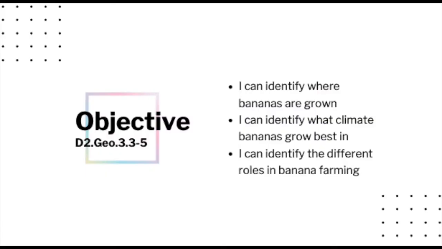So, let's begin with our objective. Remember, your objective tells you what you should be able to do by the end of the video. By the end of this video, you should be able to identify where exactly bananas are grown. You should also be able to tell me what kind of climate bananas grow best in and identify the different roles that occur in banana farming. So let's jump into it.